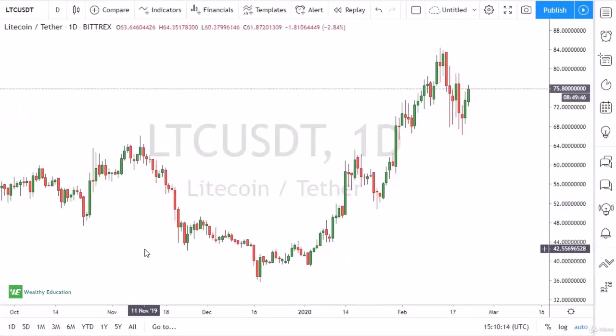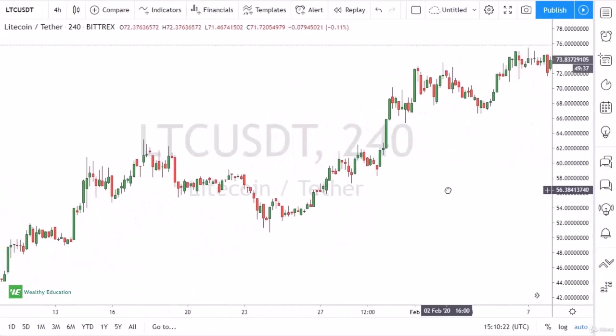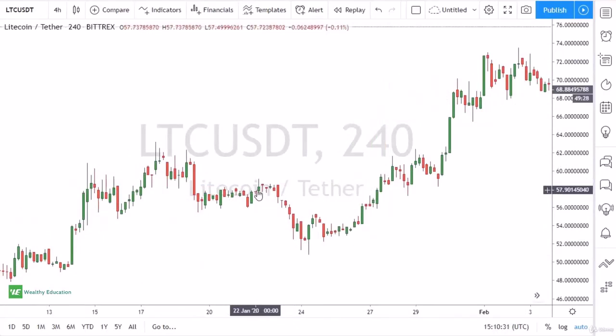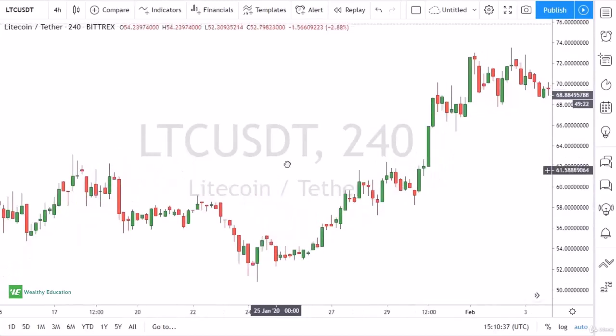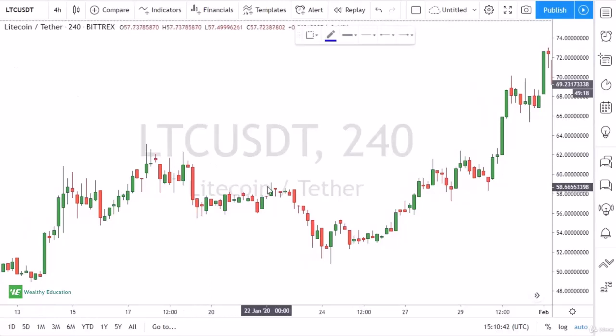For example, what you're looking for is multiple dojis. So I'm going to go down to a 4-hour chart here. And this is an example here. There's 3 dojis in a row. There's something that isn't quite a doji, but it's similar. There's something that isn't quite a doji, but it's similar. But what you're looking for in a scenario like this is some type of change in attitude.